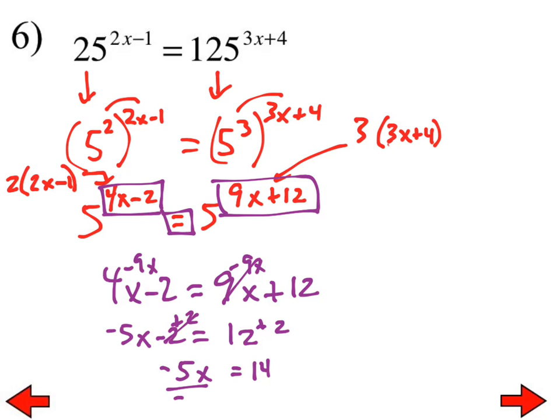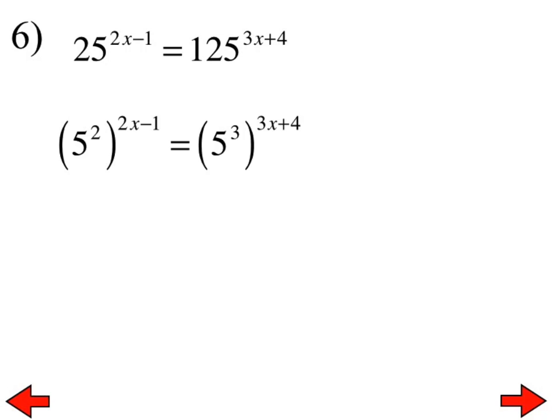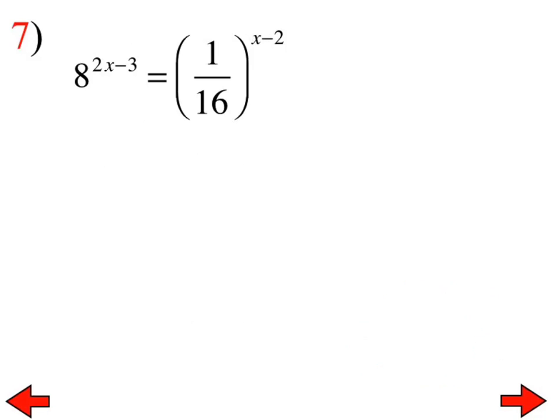And we have a lot of these, as you can clearly see. They don't come out even. But that does not matter. We can see that x is negative 14/5. So same idea, but the difference here is that we have variables on both sides of the equation after we get our common base. Okay, so once again, common base is 5. Use the power to a power rule to simplify the exponents. Now that we have our common base, we can set the exponents equal to each other, and we get x equals negative 14/5. All right, everybody try number 7.